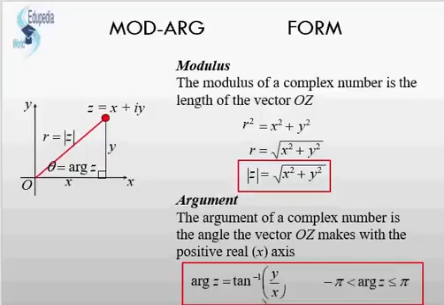Another thing I want you guys to know is that the argument has a range, and that range would be from positive pi to negative pi. Why am I saying that it's going to be from positive pi to negative pi? Because this is expressed in radians. So because it is expressed in radians, it can only take the form of pi.